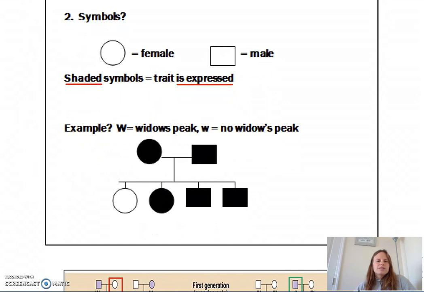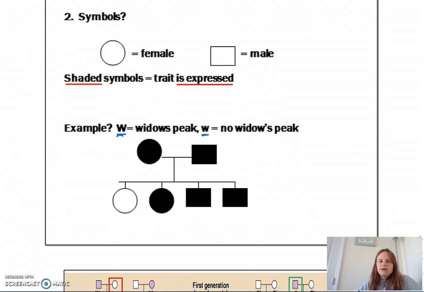So a pedigree chart has different symbols, where a circle is female, a square is male, and if that symbol is shaded, that means that the trait is expressed. So take a look at this example. They've given us what I like to call a key. They're telling us that a capital W means it's dominant, that person does have a widow's peak, whereas a lowercase w, indicating that it's recessive, would give a person with no widow's peak.